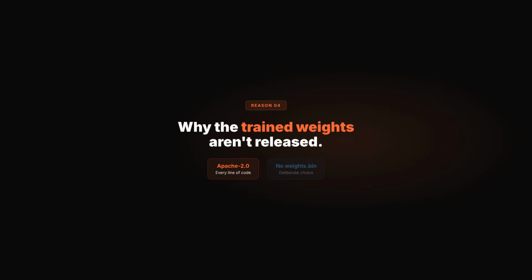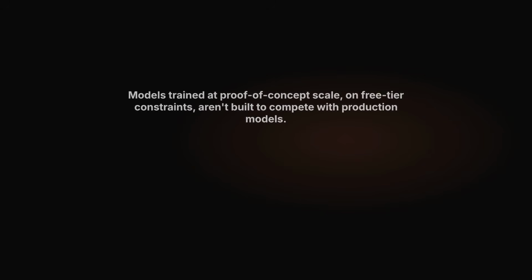Now the part I said I'd come back to. aarambh-studio is Apache 2.0 licensed and source only. I release every line of code, but I don't distribute pre-trained weights, and that's a deliberate choice, not something I haven't gotten around to. Here's the honest reasoning. Models trained under free tier constraints, at scales chosen to fit a single session's time and memory budget, are proof of concept and learning artifacts. They're genuinely useful for validating that an architecture works, but they were never built to compete with production models trained on real clusters, and releasing them as finished, downloadable weights would imply a level of polish that isn't accurate.